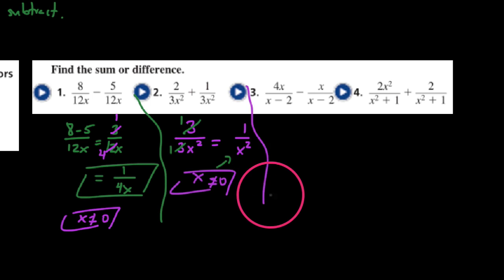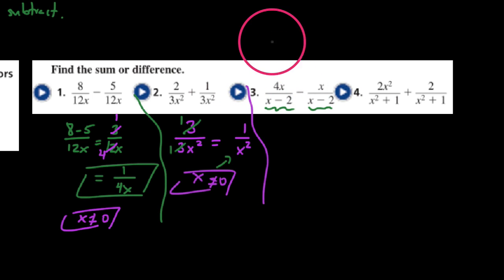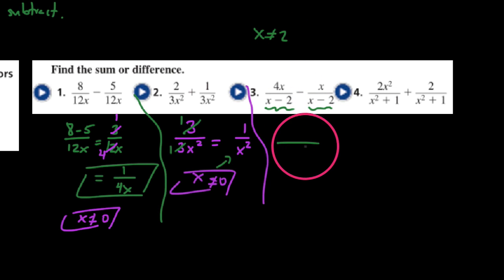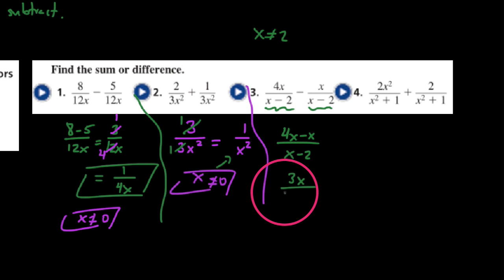So looking at number 3 here, we notice right off the bat, looking at these, x should not be allowed to be 2. And also we have a common denominator here of x minus 2. So we'll put this over an x minus 2, and what we get is 4x minus x. So in other words, we get 3x over x minus 2.